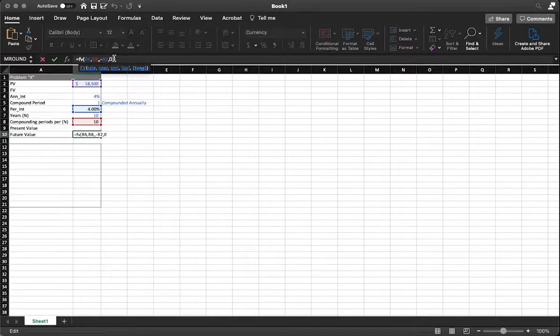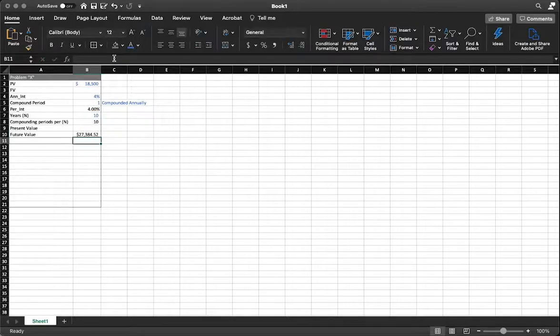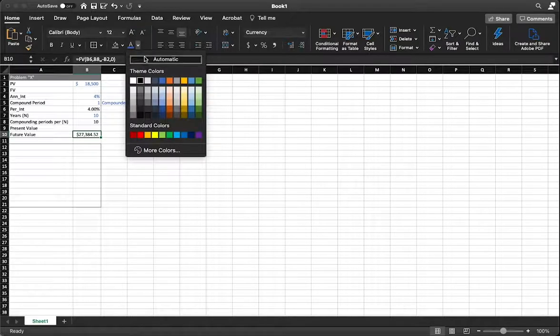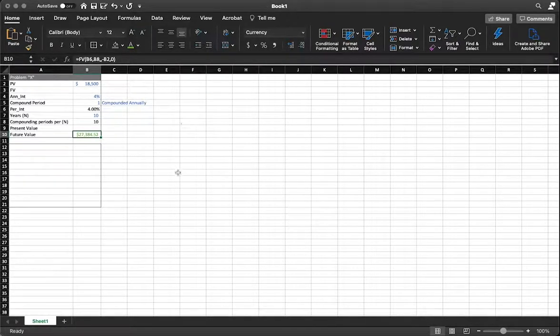Okay, and we're just going to put 0, or you could disregard that last type if you wanted. 0 just means it doesn't mean anything, and we're going to hit enter. And that is how we find the future value of a present value. And let's go ahead and just change this to green so we know that that's our answer.